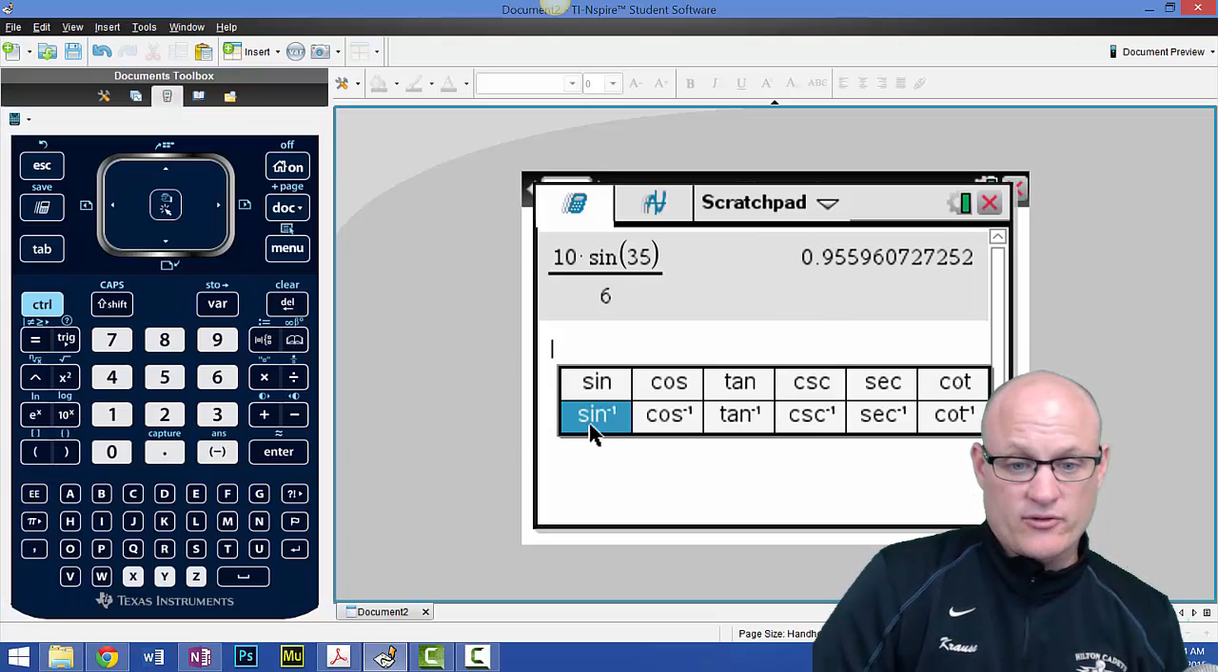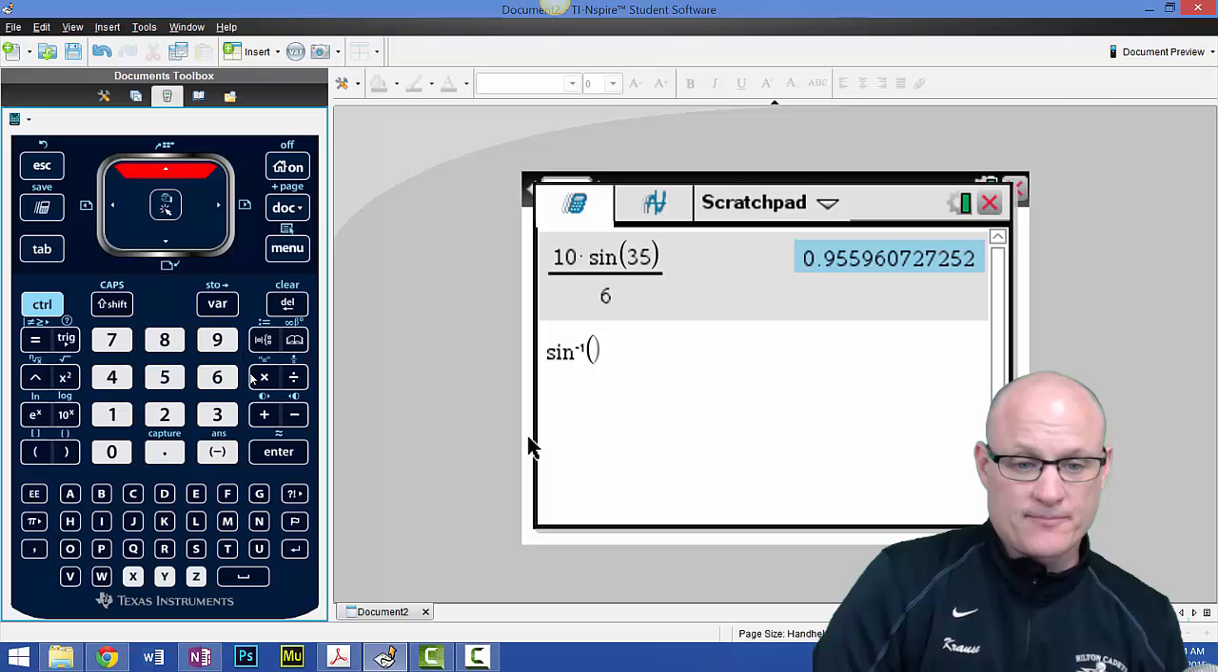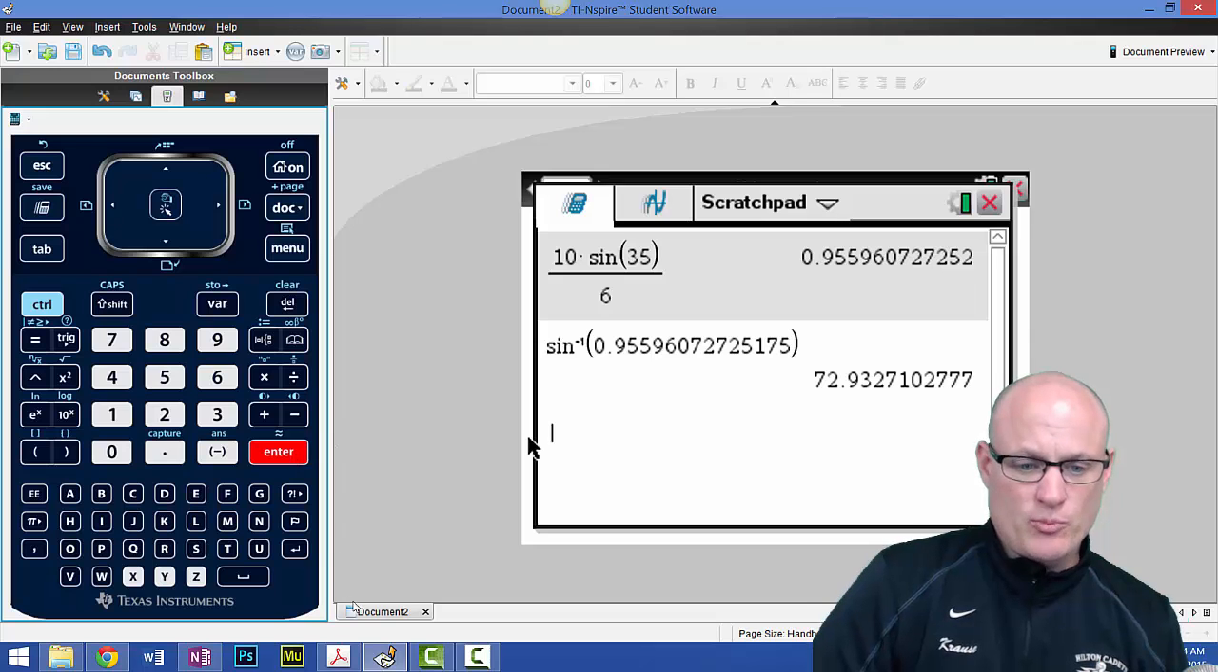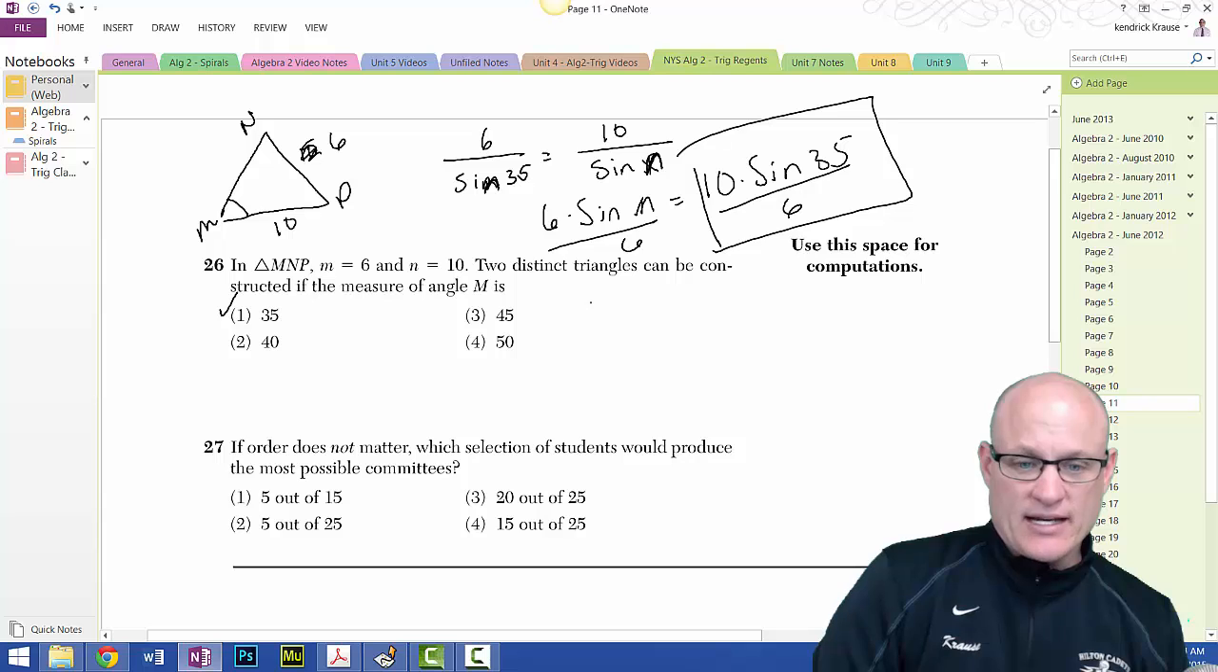So I'll do inverse sine of that thing. Should be very close to 90. Enter. I get 72.9. So let's go back here. So I've got 35 and 72.9. That's close to 73.